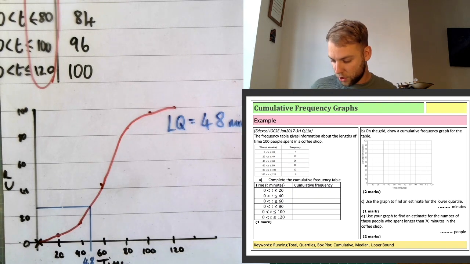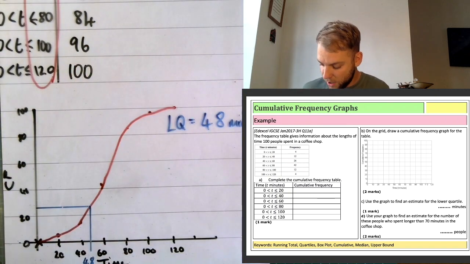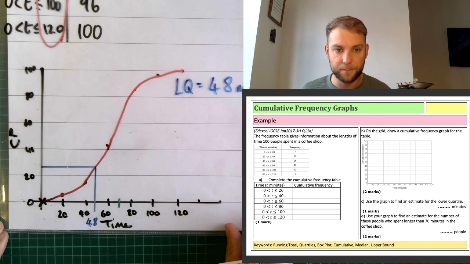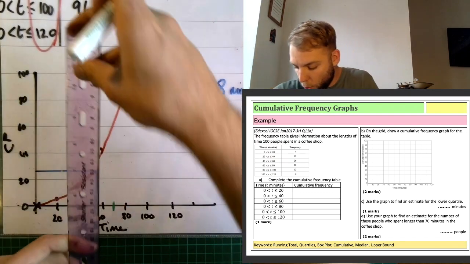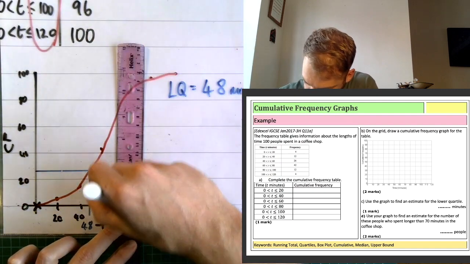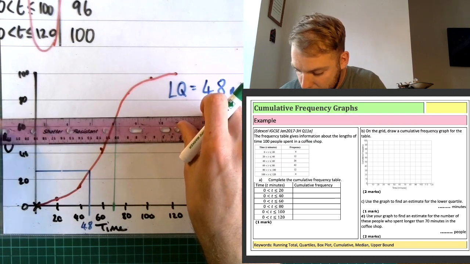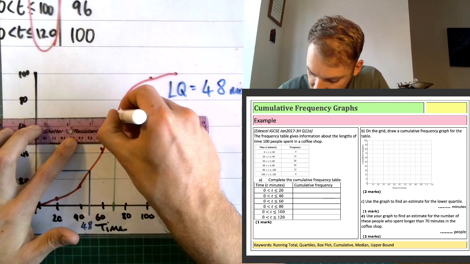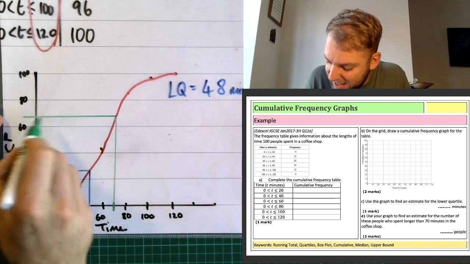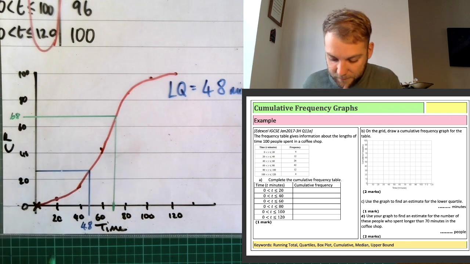So the first thing I've got to do is find out how many people were in the shop for 70 minutes. So I'm going to go from 70, which is there on the bottom. Let's make sure you can see that. Okay, so I'm going to go up from 70, which is going to go to there. And I'm going to go across from 70, which is there. Okay, so that's roughly just under 70, I'm going to say that that's about 68.